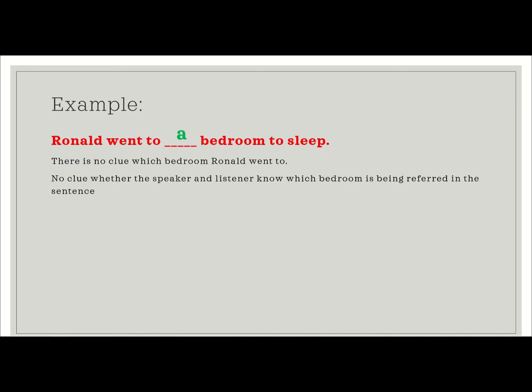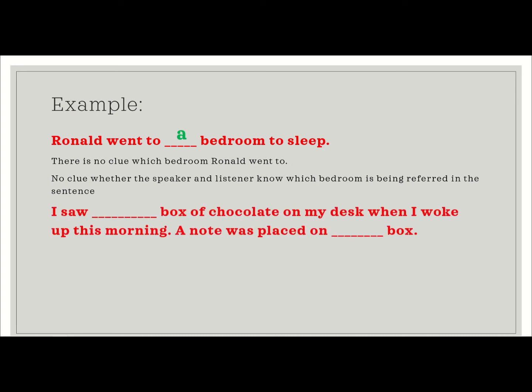Right? And the second example. I saw a box of chocolate on my desk when I woke up this morning. A note was placed on the box. There are two sentences in this example. I saw a box of chocolate on my desk when I woke up this morning.